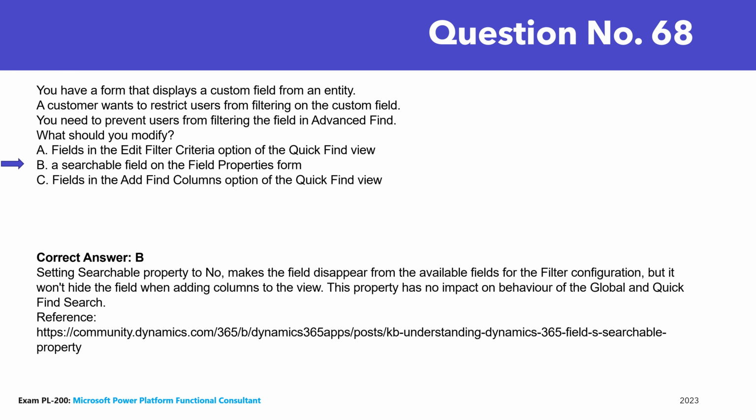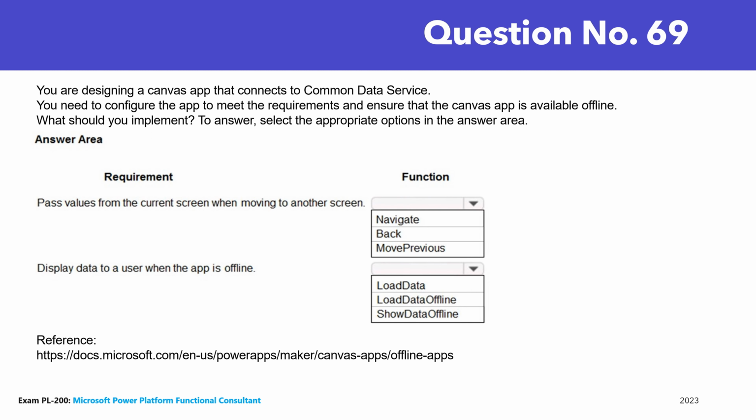Correct answer, B. You are designing a Canvas app that connects to Common Data Service. You need to configure the app to meet the requirements and ensure that the Canvas app is available offline. What should you implement? To answer, select the appropriate options in the answer area. Requirement: Pass values from the current screen when moving to another screen. Function: Navigate.